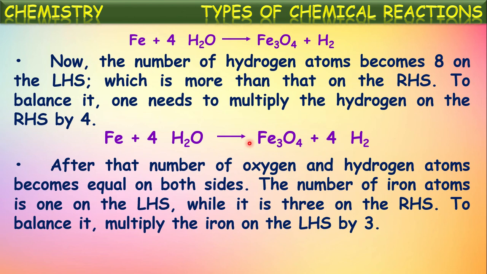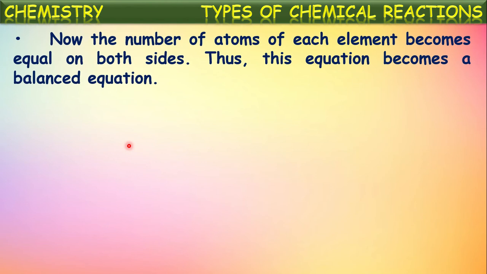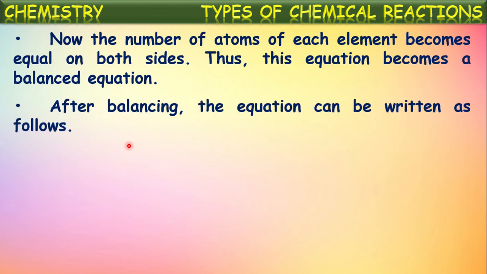To make it balanced, we need to multiply iron on the left hand side with 3. So if we keep 3 here, the number of iron atoms on the left hand side also becomes 3. So we are doing that. So iron on the left hand side is multiplied with 3. By this, all the atoms are balanced. Now, the number of atoms of each element becomes equal on both the sides. Thus, this equation becomes a balanced chemical equation.